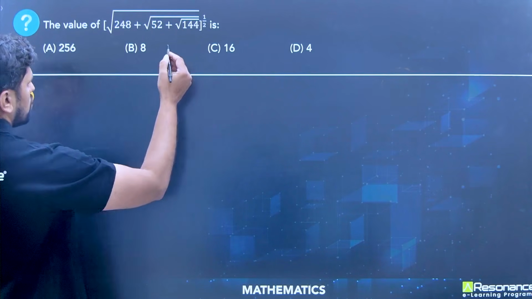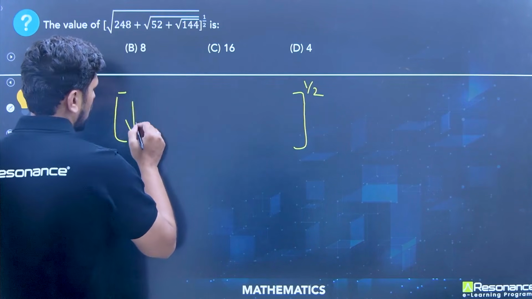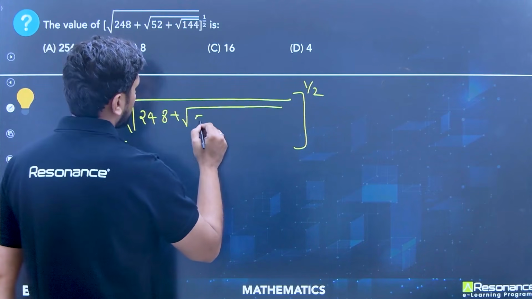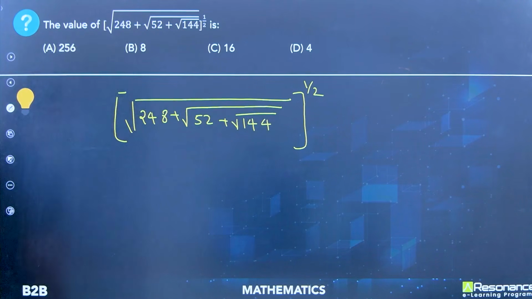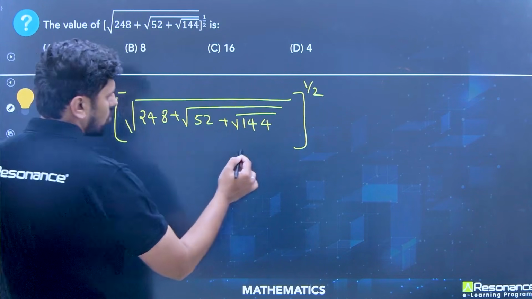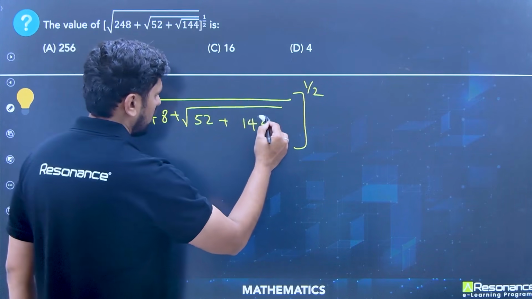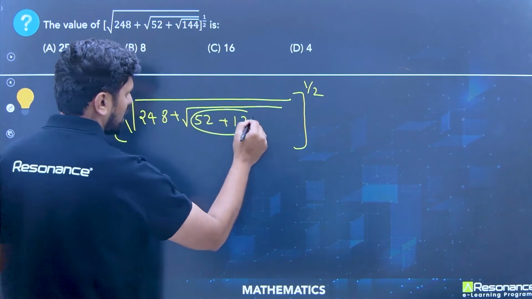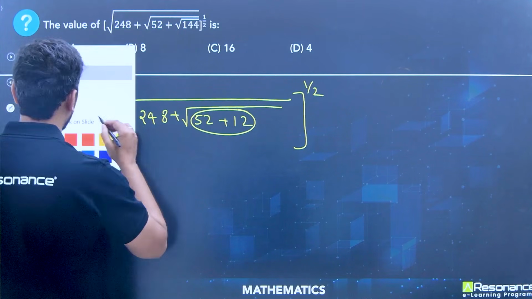Okay. So this question is given like this. Whole to the power 1 by 2, under root 248 plus under root 52 plus under root 144. So first we will start from the inside. What is root 144 here? So I will remove root 144. I can write 12. What is 52 plus 12? 64. Very good.